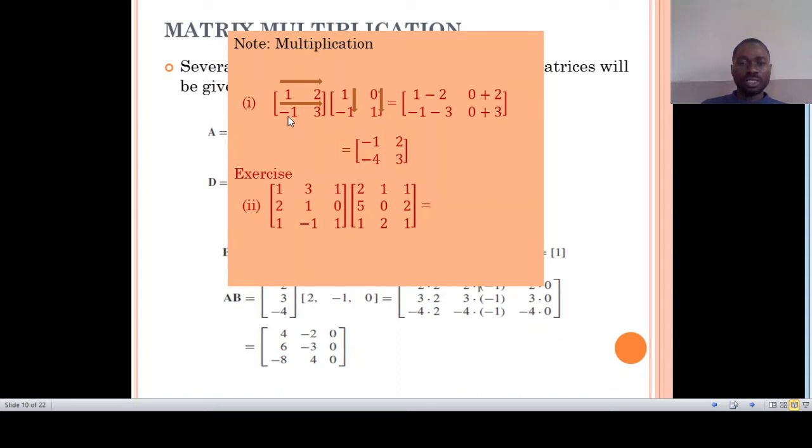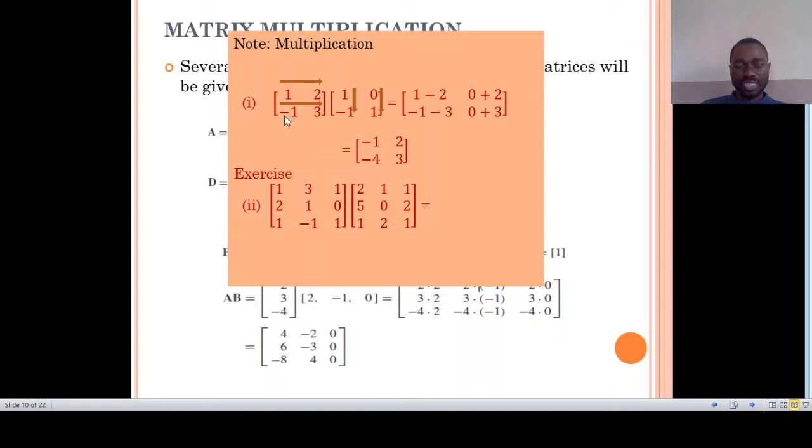All right, the second row of the first matrix is minus 1 and 3. You now take it to multiply the first column of the second matrix, which is 1, minus 1. That is minus 1 times 1, you have minus 1. 3 times minus 1, you have minus 3. You add it together, you get your result.